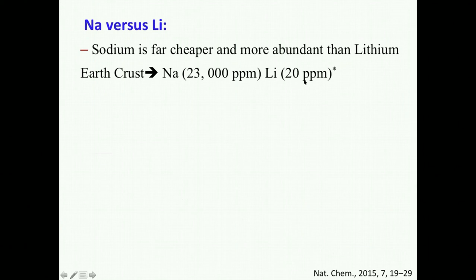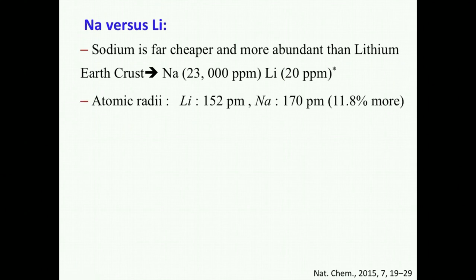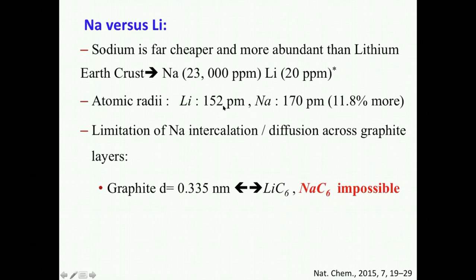So of course it's more abundant and it's cheaper, but it's also bigger, because it's the second element of that group after lithium, sodium. That 170 picometer atomic radius is perhaps the problem, because the electrode which works for lithium, with an atomic radius of 152 picometer, would not work for sodium. So we need to come up with a different electrode or different setup for sodium ion batteries.